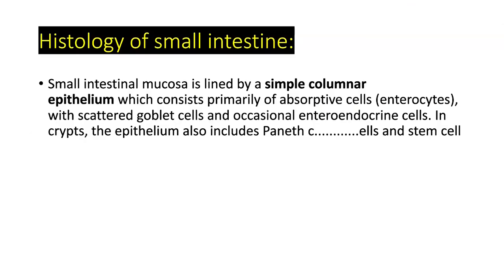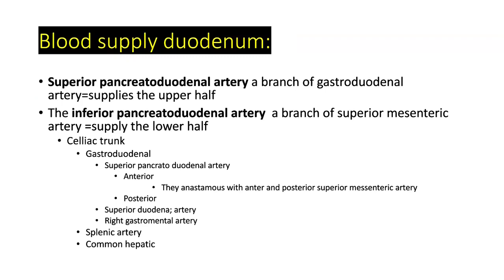Histology of the small intestine. The small intestine is lined by simple columnar epithelium, which consists primarily of absorptive cells known as enterocytes, with goblet cells, and occasionally enteroendocrine cells. In the crypt, the epithelium also includes Paneth cells and stem cells.